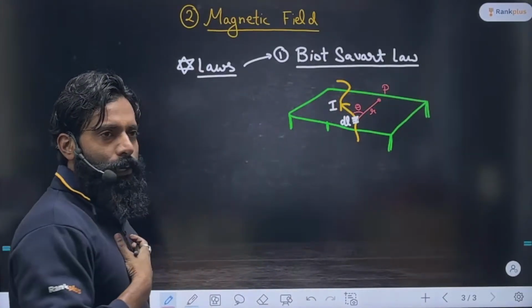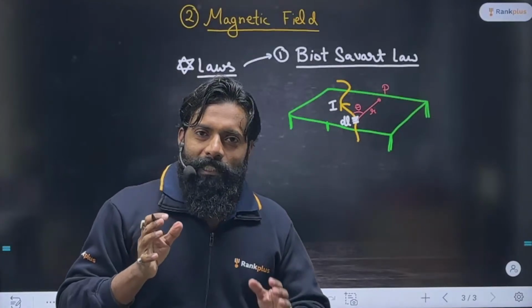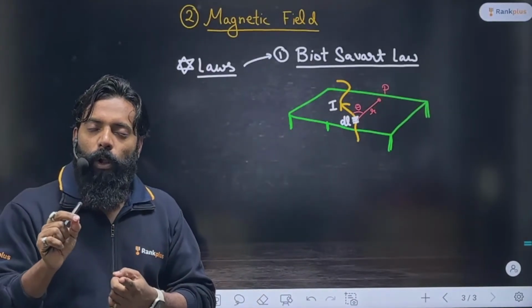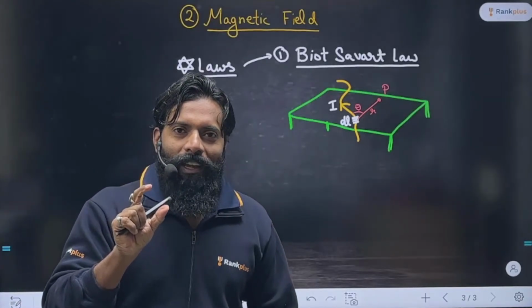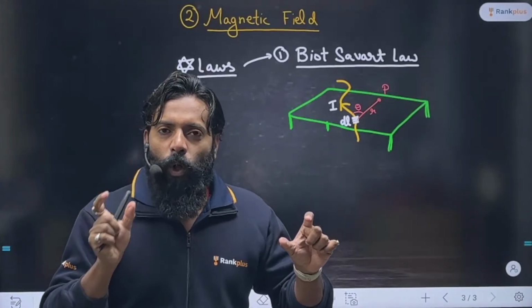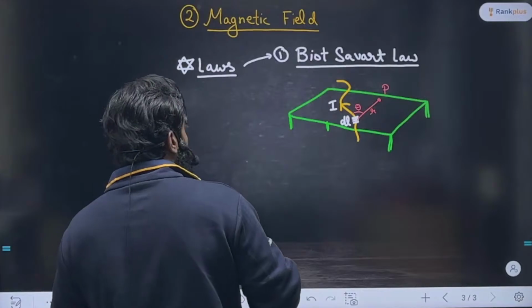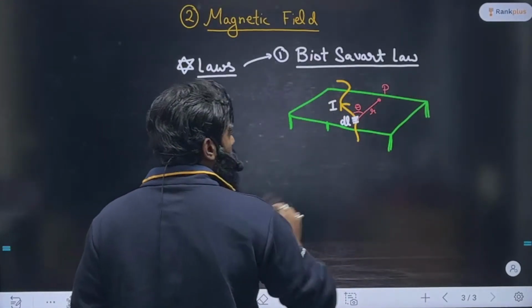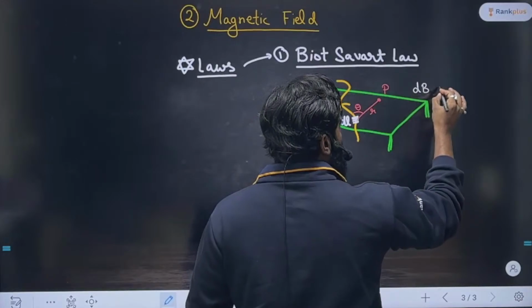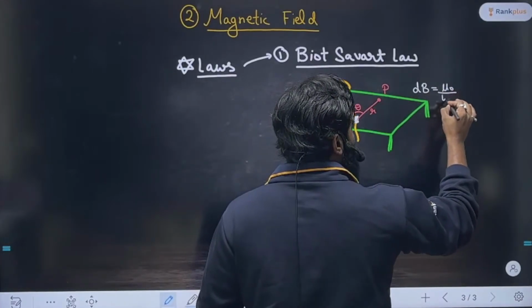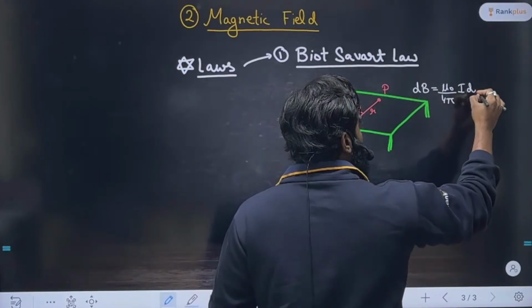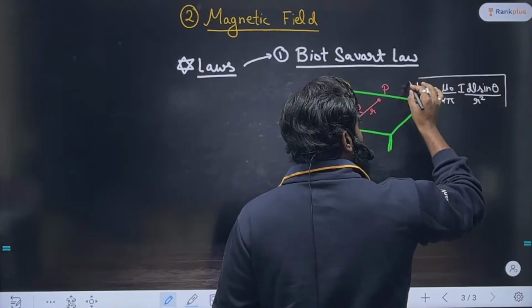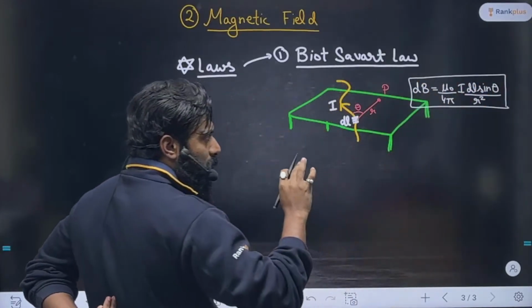If I need to find the magnetic field, basically I'm calculating the magnetic field due to a very small part, so the magnetic field will also be very small, right? If the part is small, the magnetic field will also be small. So at this point P, my magnetic field will be equal to dB. dB shows that the magnetic field is very small, and that will be equal to mu naught divided by 4 pi, I dl sine theta divided by r square. So this is the magnetic field which we have to calculate.